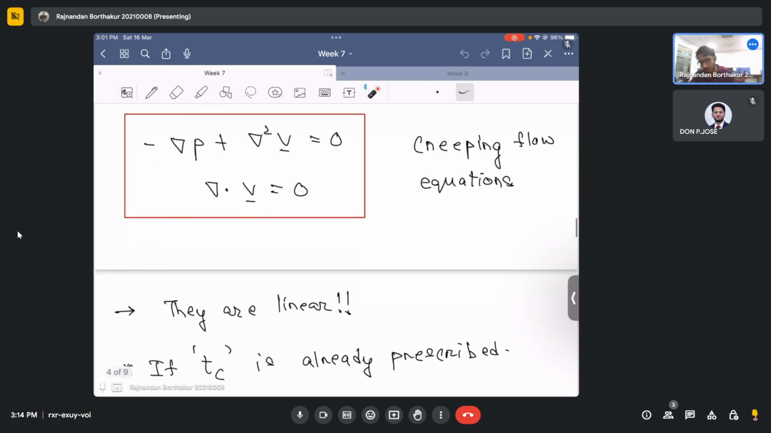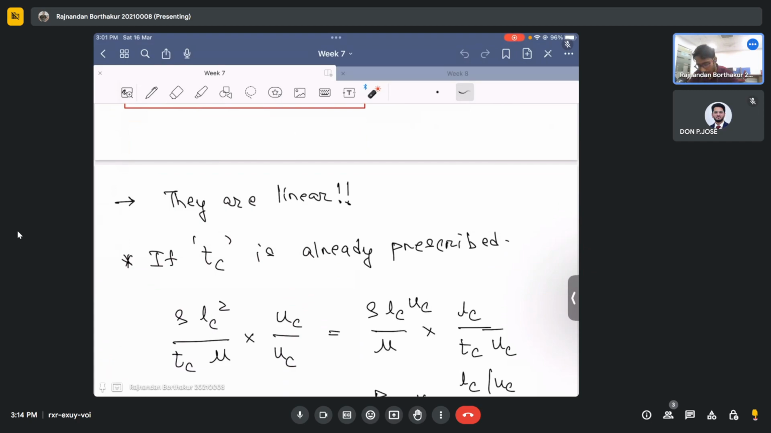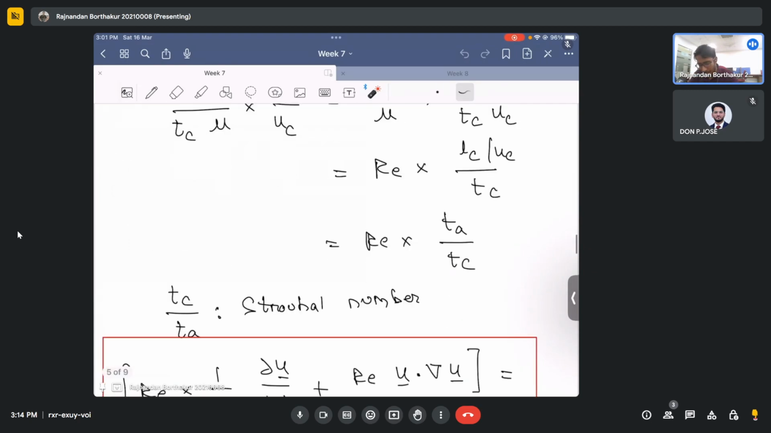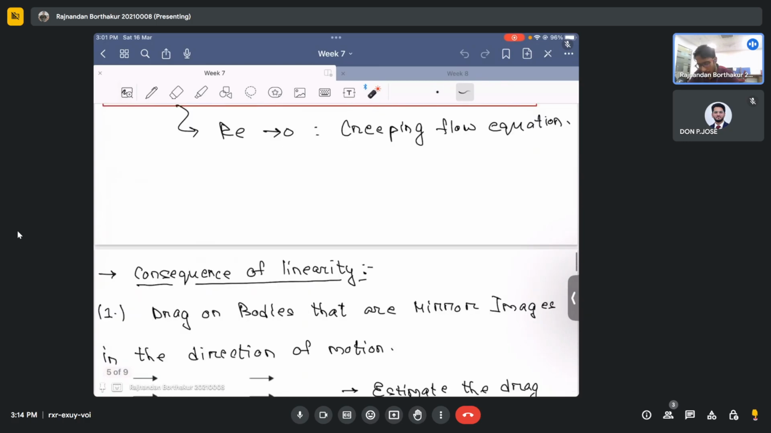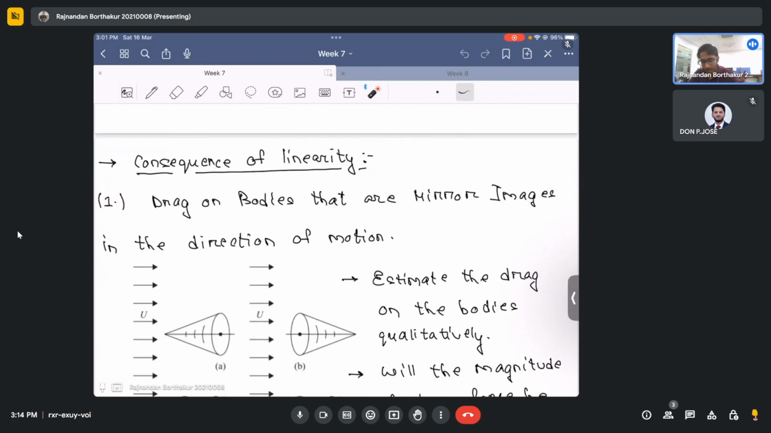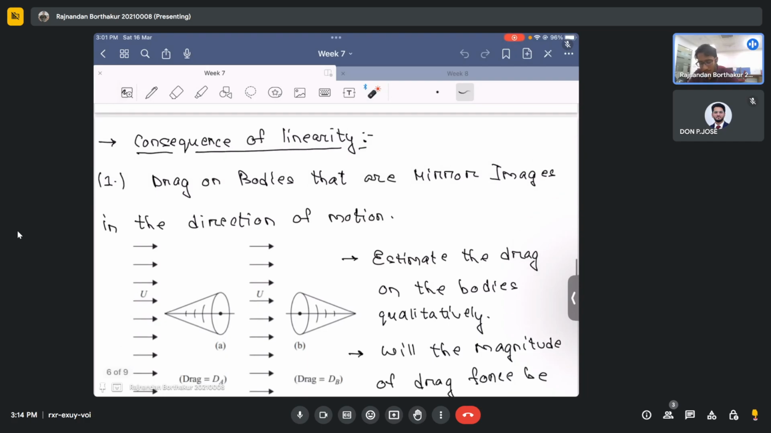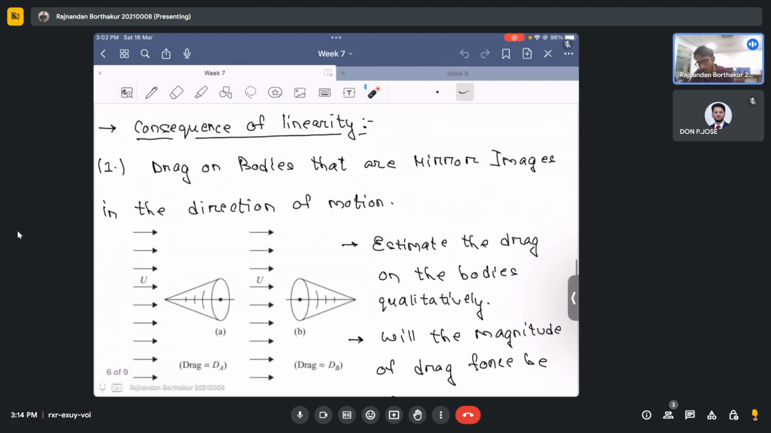So these are the creeping flow equations that we saw, and these equations are indeed linear. So now we can use the method of superposition, where we use the fact that the equations are linear, and as a consequence we can simplify our problem into smaller problems and then connect the bits to get the solution that we desired. Also, because of the linearity, we saw two or three examples. For instance, the drag on objects which are mirror images of each other, when immersed in a fluid whose Reynolds number goes to zero, is the same.